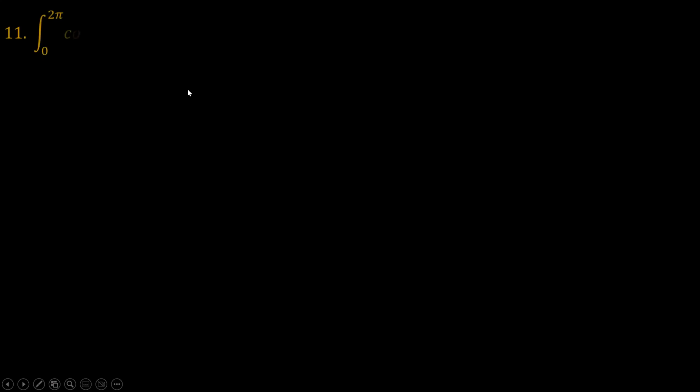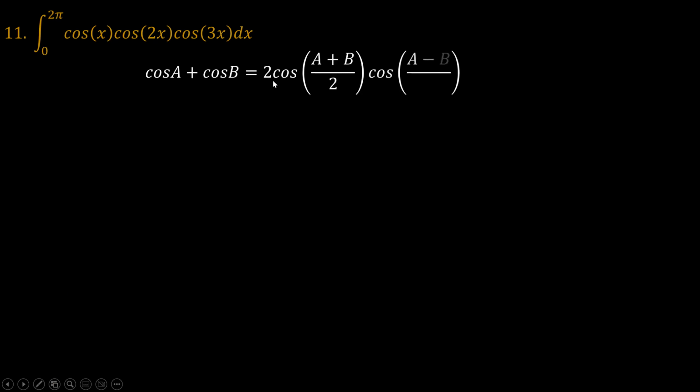Problem 11 is the integral from x equals 0 to 2 pi of cosine x times cosine 2x times cosine 3x. So the identity that I would like to use is cosine A plus cosine B is equal to 2 cosine (A plus B) over 2 times cosine (A minus B) over 2. So if we take these two functions, cosine 2x and cosine 3x, we can express this product as a sum.